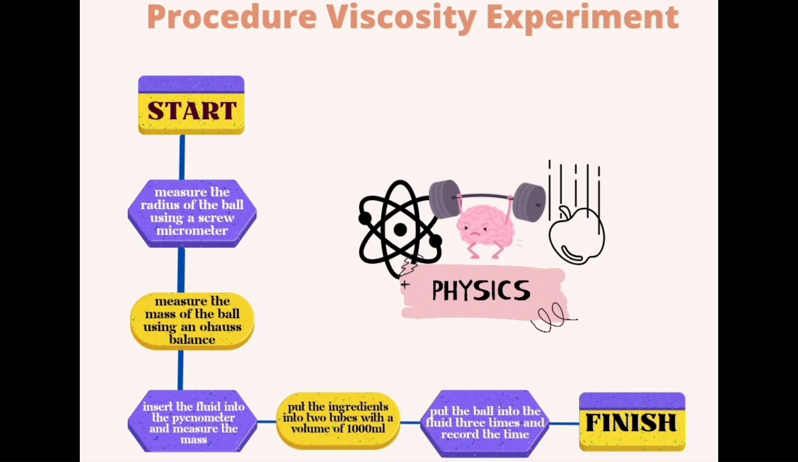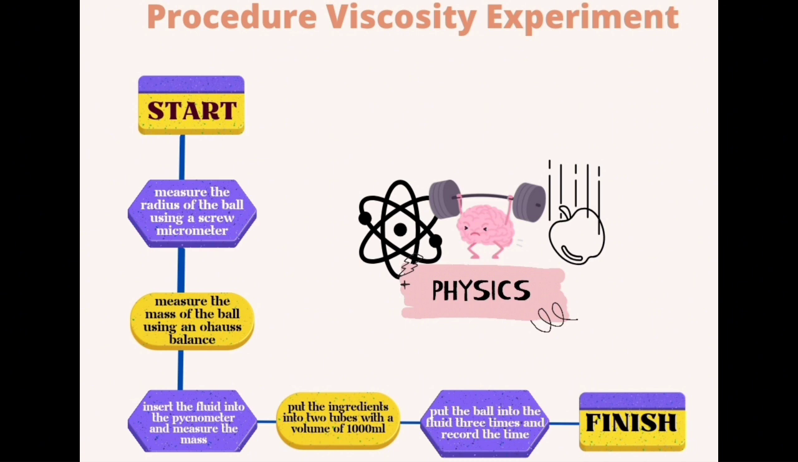Next, the liquid is put into a pycnometer and its mass is measured. A pycnometer is used to measure the volume of liquid that will be used in viscosity measurements. After that, the material is put into two tubes with a volume of 1000 milliliters. This tube will be used to measure the viscosity of a liquid by inserting a ball into it.